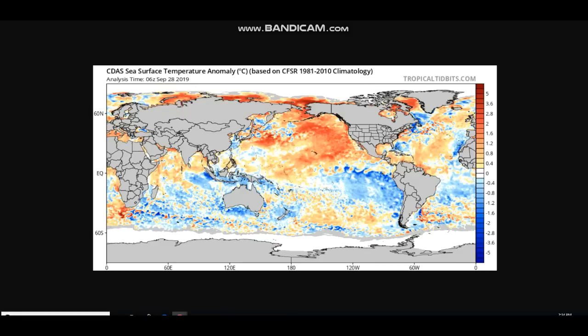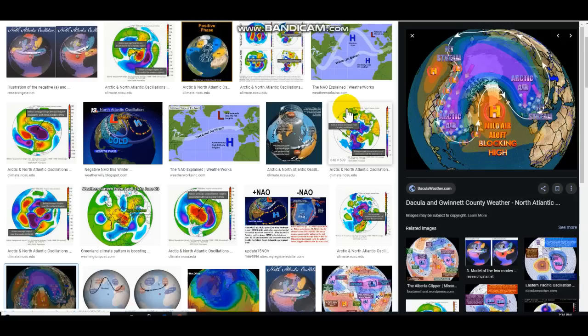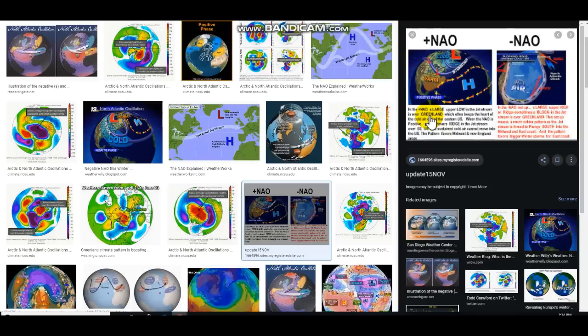Again, it seems favorable for a lot of negative NAO patterns, and you can see that this gives you a little brief description. Hopefully that is clear enough. Basically, you can see in the negative NAO setup, a large upper high or ridge, sometimes a block, and the jet stream is over Greenland. This setup means a much colder pattern as the jet stream is forced to plunge south into the Midwest and East Coast, and the pattern favors big winter storms for the East Coast.